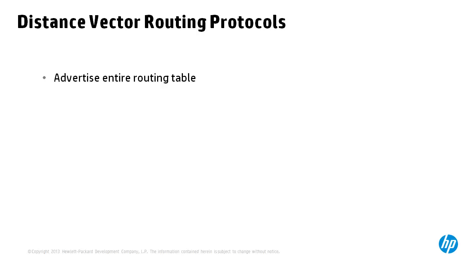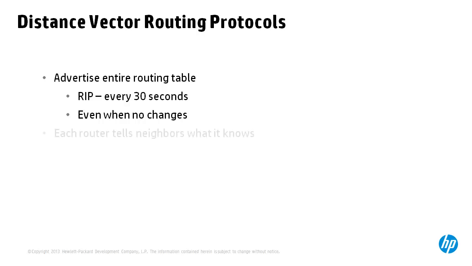Distance vector routing protocols advertise their entire routing table every few seconds. As an example, RIP will advertise the entire routing table every 30 seconds, even though there are no changes. Not very efficient, but that's what they do. Each router tells its neighbors what it knows. Remember, this is like a road sign, or routing by rumor. The routers do not have a full view of the topology like link state routing protocols do.